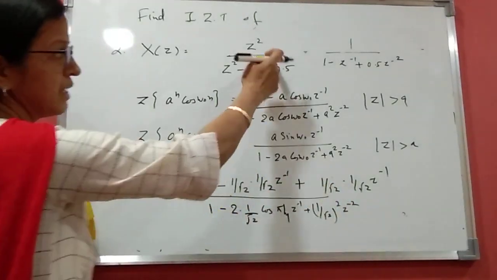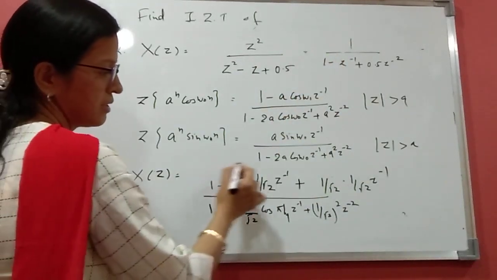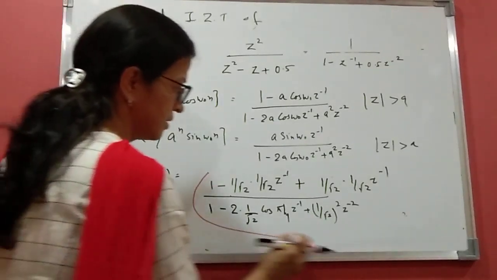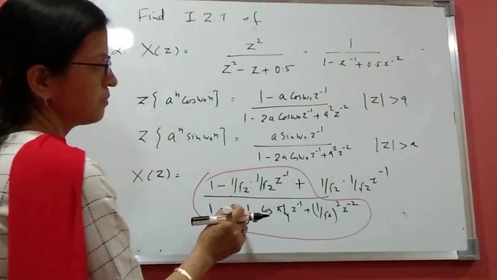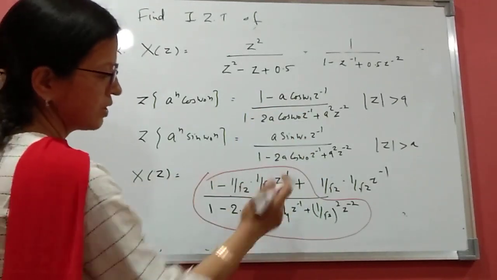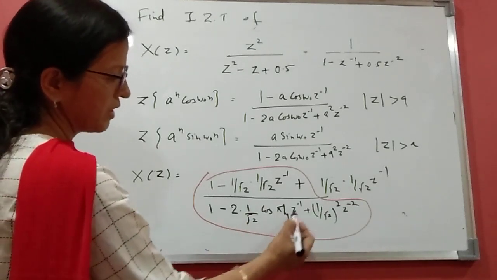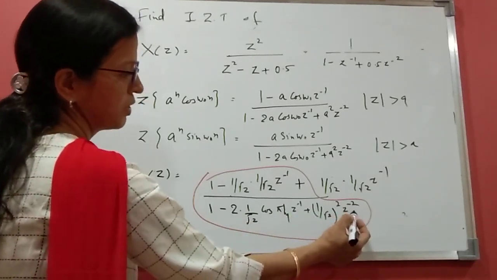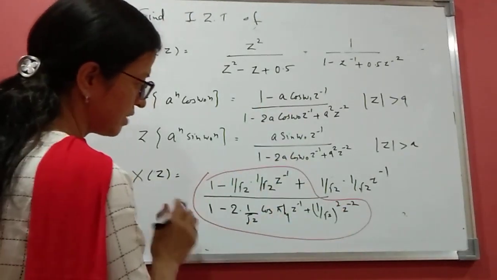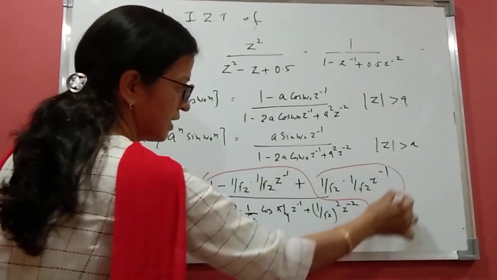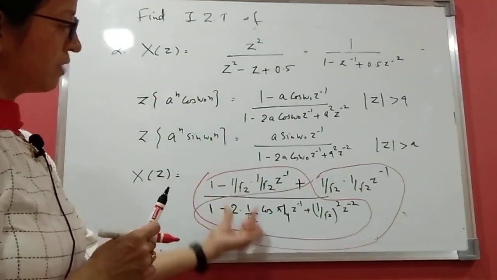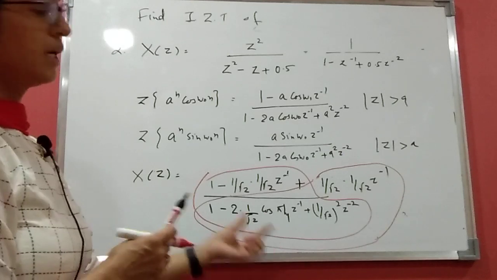So now I have arranged this the same way. If you see this part, compared to the standard form, it is 1 minus a cos omega naught z inverse upon 1 minus 2a cos omega naught z inverse plus a squared z raised to minus 2. We are aware that the denominator always takes this form. So this is this part, and the separate one is this part. Now we know the inverse Z transform of each, and we can combine them.